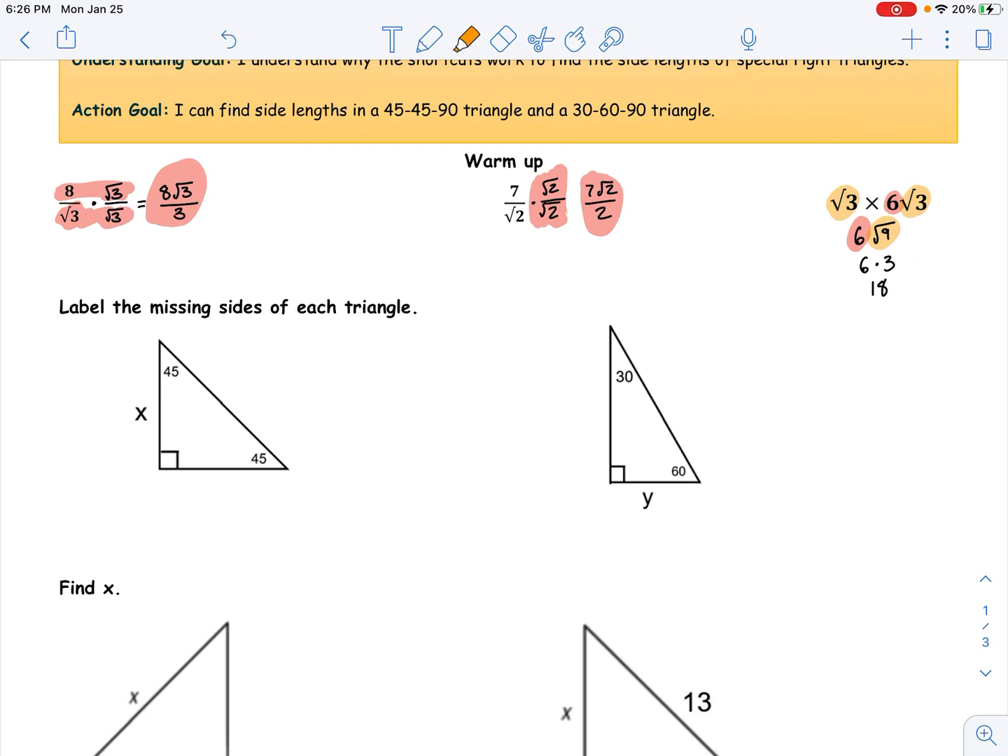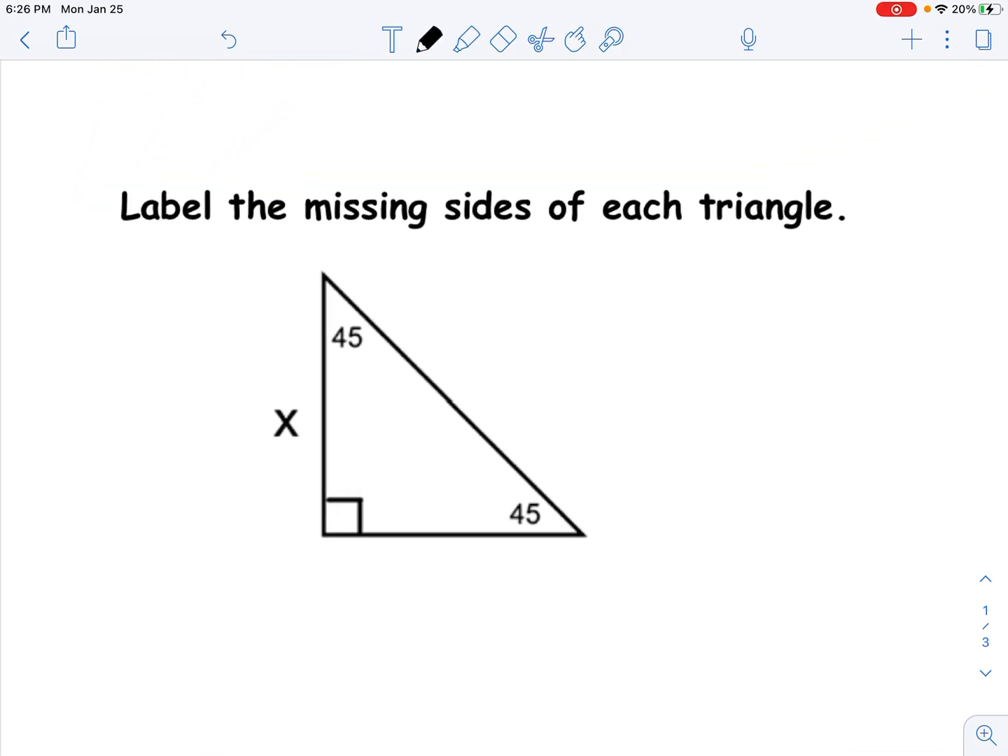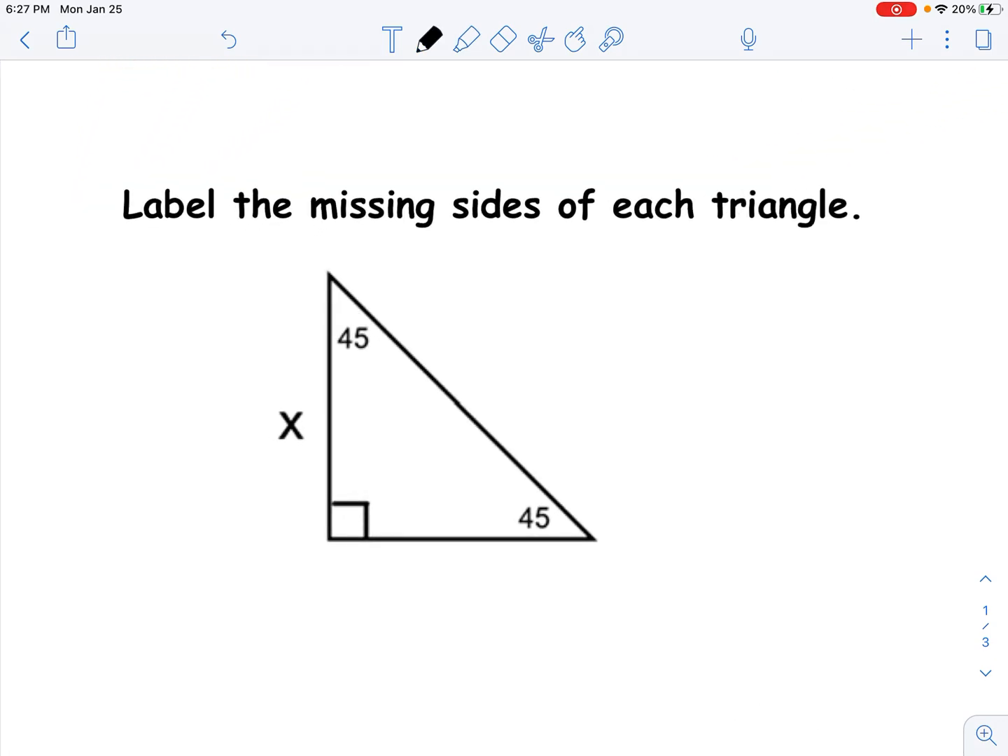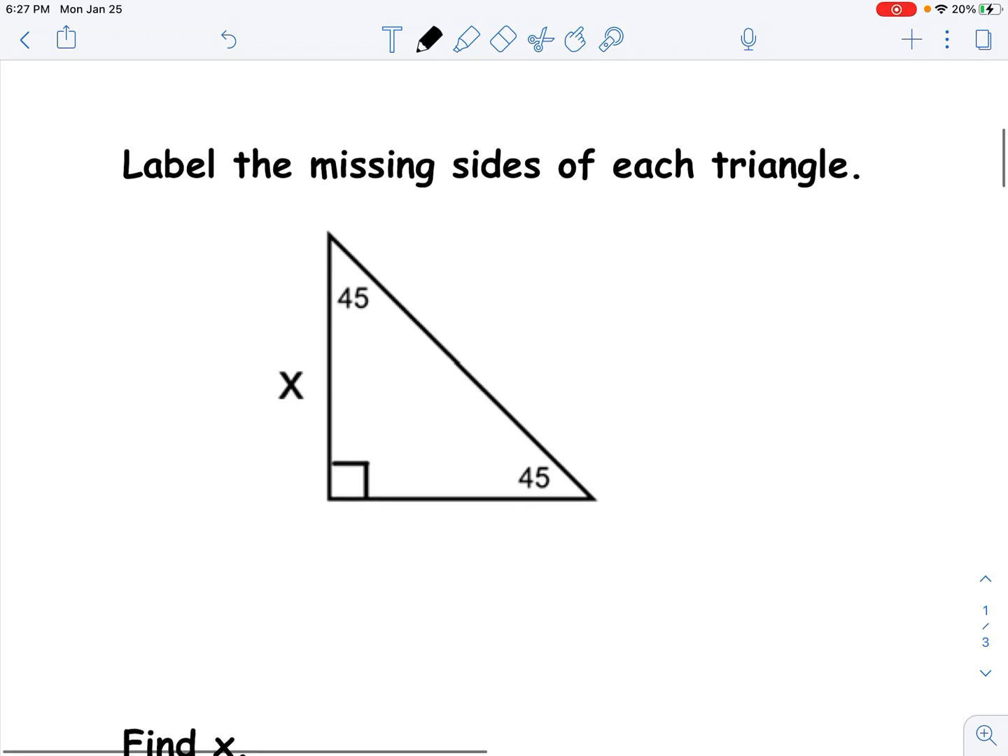Okay, next. It wants us to label the missing sides of each triangle. This is a 45, 45, 90 triangle. Basically what it's asking for here is the template. What is our template for 45, 45, 90 triangles? If it's 45, 45, 90, our 2 legs are exactly the same, and then our hypotenuse is x times the square root of 2.